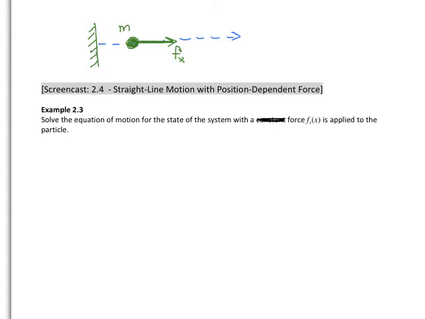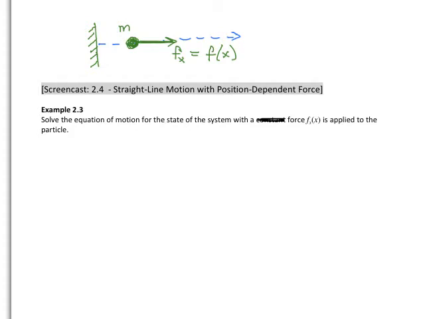So now let's address a situation that's slightly more complicated than the last two examples. And this is when the force that's being applied to our particle with mass m along this straight line is a function of the position. So it's a position-dependent force, which means that our f sub x is a function of x.